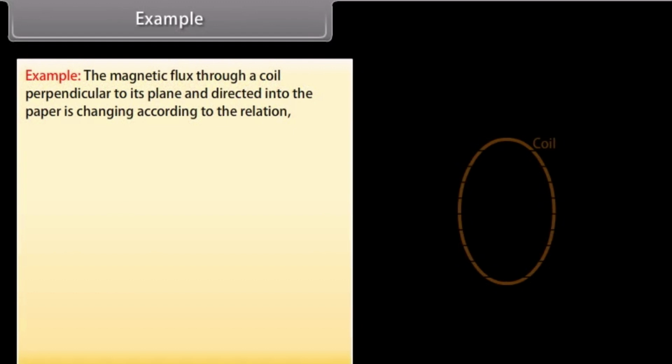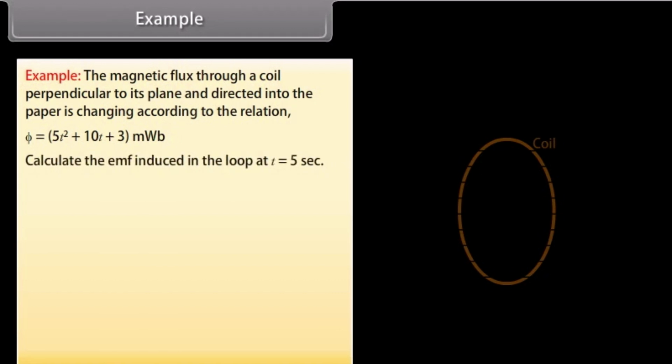Example. Let's take an example on Faraday's laws of induction. The magnetic flux through a coil perpendicular to its plane and directed into the paper is changing according to the relation Phi is equal to 5t square plus 10t plus 3 milli Weber. Calculate the EMF induced in the loop at t equal to 5 seconds.